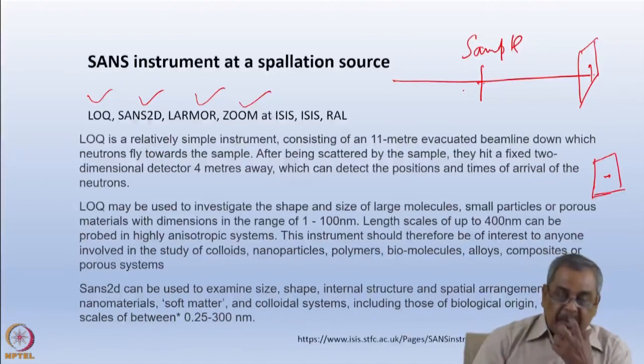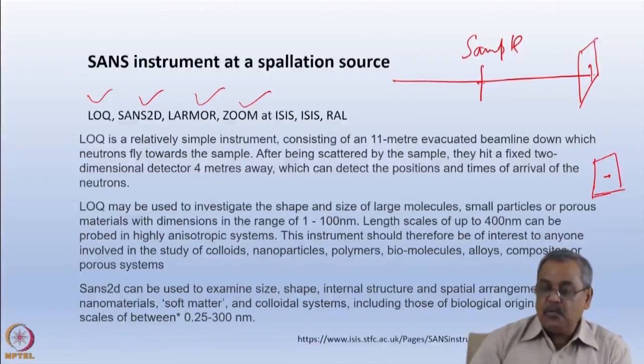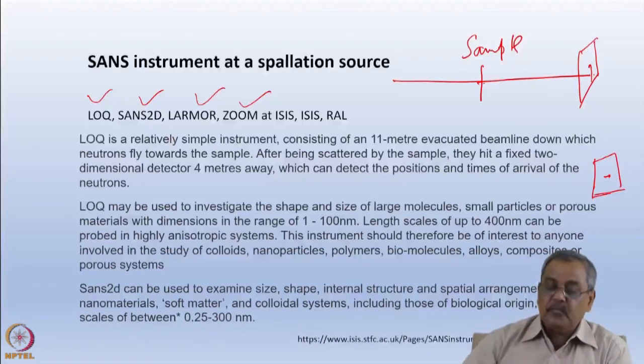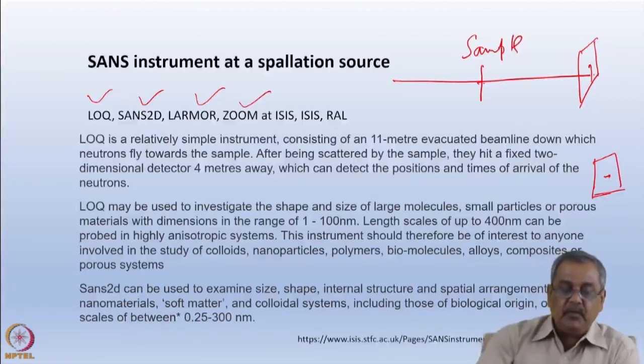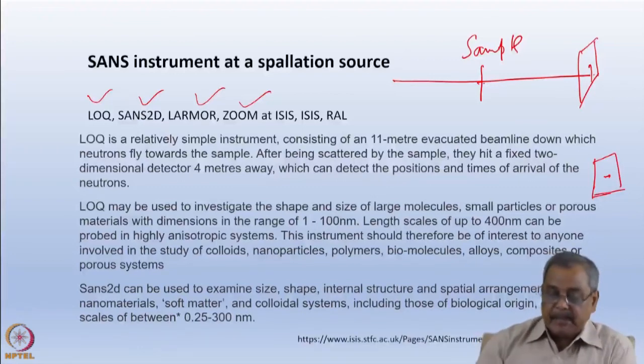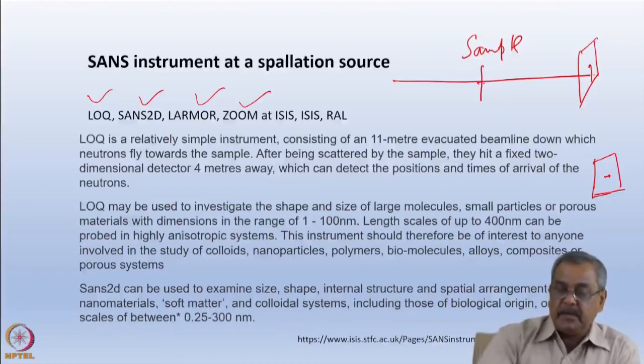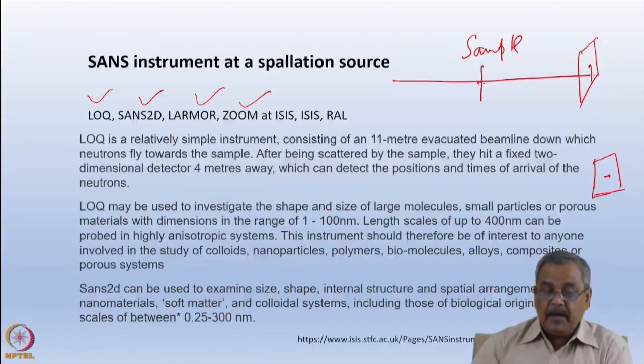So we have to have a large flight path before the sample to collimate the beam, and a large flight path after the sample to get the small Q data. There's an 11 meter evacuated beam line down which the neutrons fly toward the sample. I have taken it from their source. And then we have the fixed two-dimensional detector 4 meters away. Sometimes you can play with the distance of the detector depending on how much resolution you want.